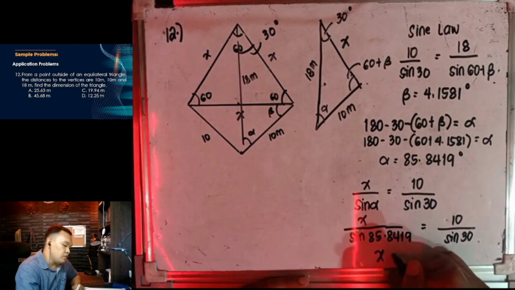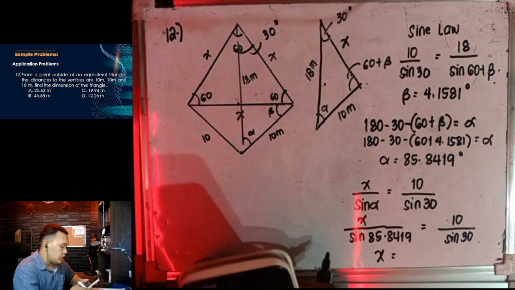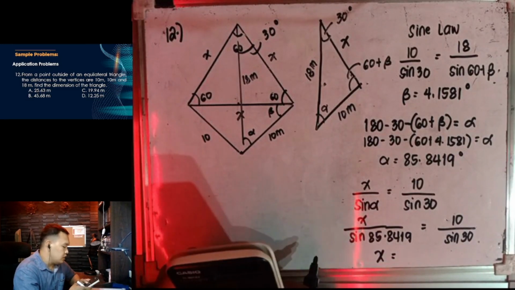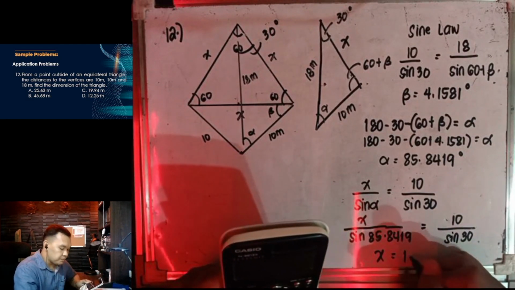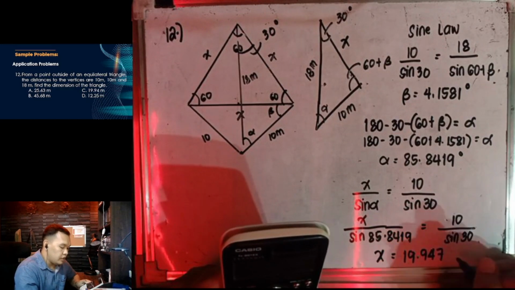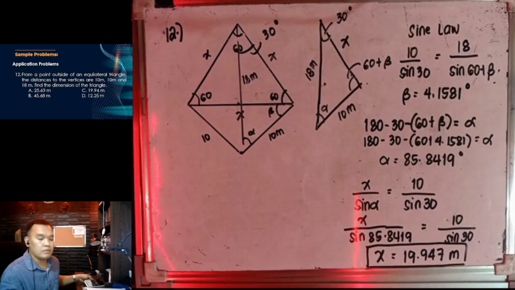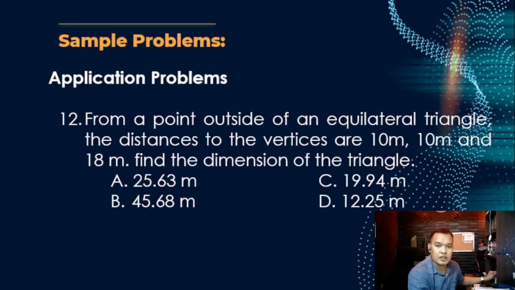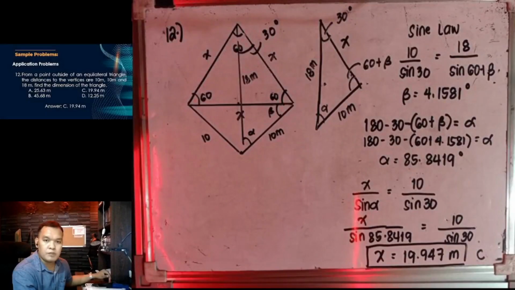Therefore, the value of x, or the side of an equilateral triangle, is equivalent to 10 sine 85.8419 divided by sine 30. Therefore, the value is 19.947 meters. So the value of the side of the triangle is 19.947. Okay, let's check our choices. So we have letter C, no? So letter C is the answer to our equation. Okay? So let's proceed to another problem.